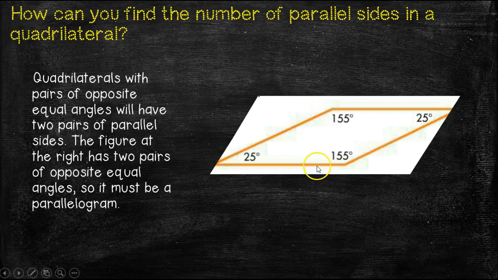Now with this one, quadrilaterals with pairs of opposite equal angles will have 2 pairs of parallel sides. So here we have congruent or equal angles, and the same thing on this side. So we obviously know it has opposite equal angles, so it's going to have 2 pairs of parallel sides. So here's one pair of parallel sides and here's one pair of parallel sides. So we know it must be a parallelogram.